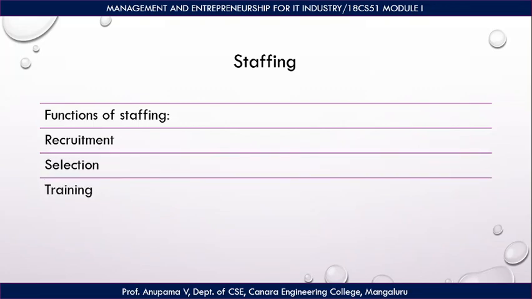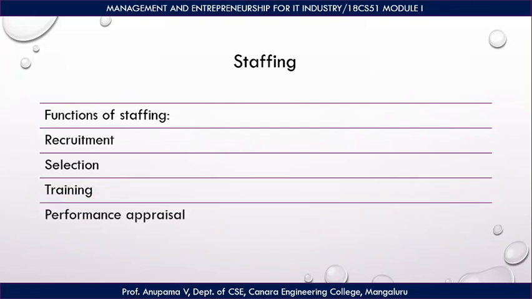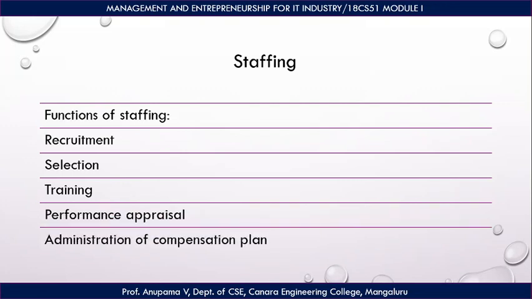Training. Training those who need further instruction to perform their work effectively or to qualify for the promotion. Performance appraisal. Performance appraisal, since it serves as the basis for job change or promotion. Administration of compensation plan, since it is an important factor in both getting and holding qualified people. These are the sub-functions of staffing.